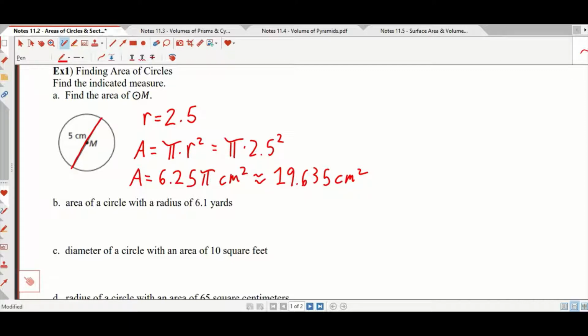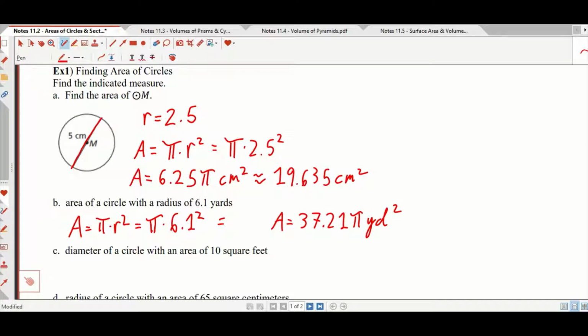What about the area of a circle with a radius of 6.1 yards? So again, the area is equal to pi times the radius squared, which in this case is pi times 6.1 squared. Now 6.1 squared is going to be 37.21. So the area is equal to 37.21 pi yards squared. And I'm saying that because that's the exact area, where you actually have the pi in there. So honestly, in order to get that, all I did was just do 6.1 squared and then glue a pi onto the end. Did the same thing over here when I did 2.5 squared, just glued a pi onto the end.